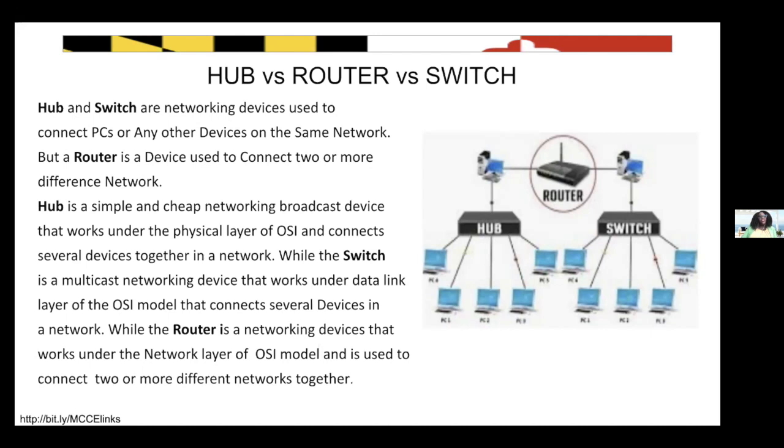While the switch is a multicast networking device that works under the data link layer of the OSI model that connects several devices in a network. While the router is a networking device that works under the network layer of the OSI and is used to connect two or more different networks together.